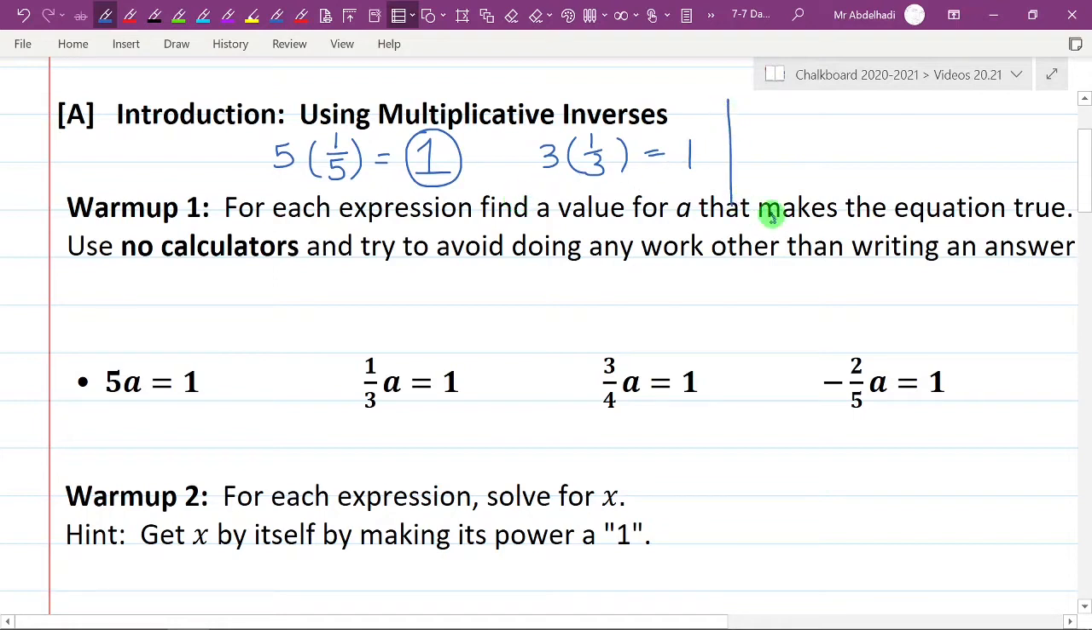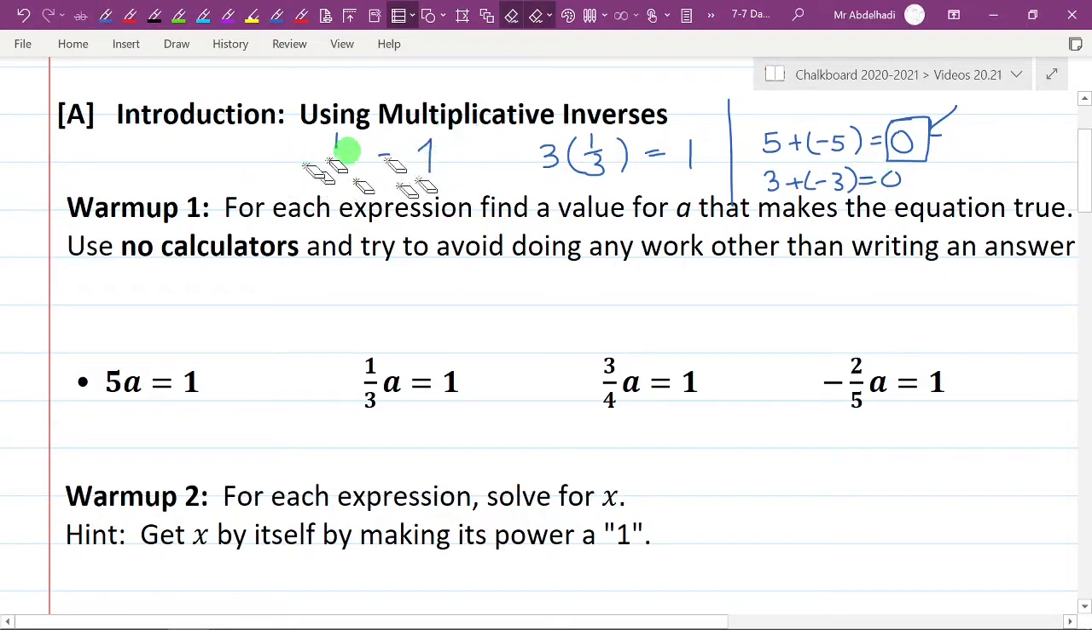Now, this does not work the same way for adding and subtracting. Adding and subtracting, the identity is not 1, it's 0. What's the opposite of 5 when you're adding and subtracting? -5. 5 plus -5 gives you 0. 3 plus -3 gives you 0. So when adding and subtracting, the identity, the thing that tells you that you've done the opposite thing, is 0, but in multiplying, it's a 1. So that's a little background.